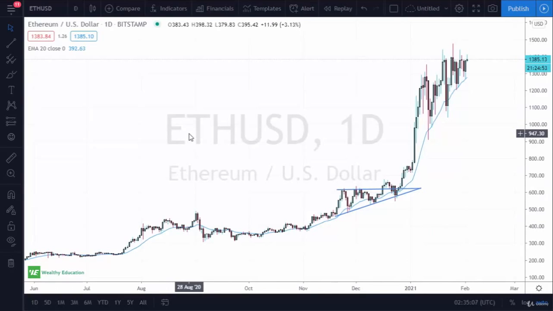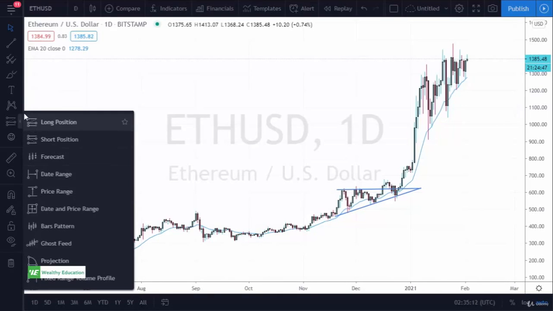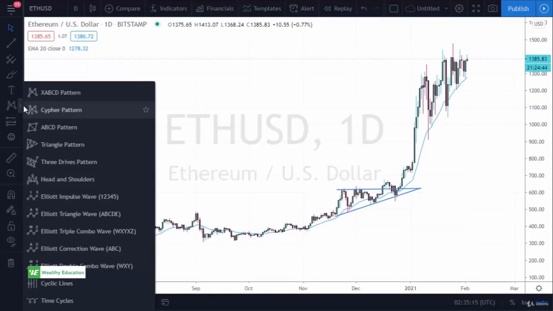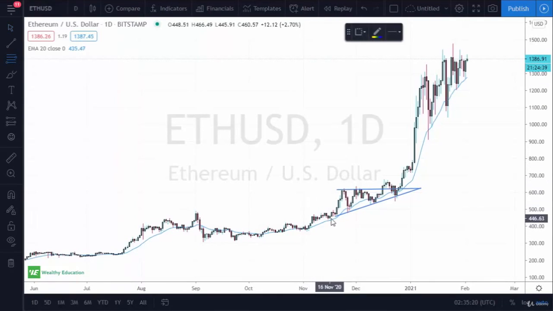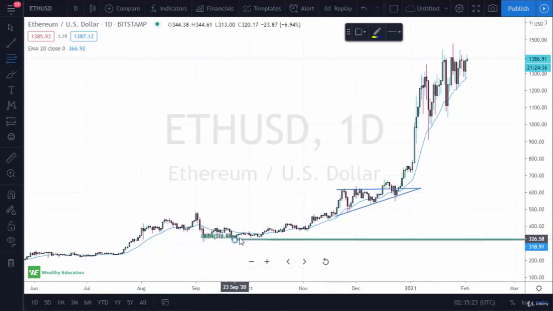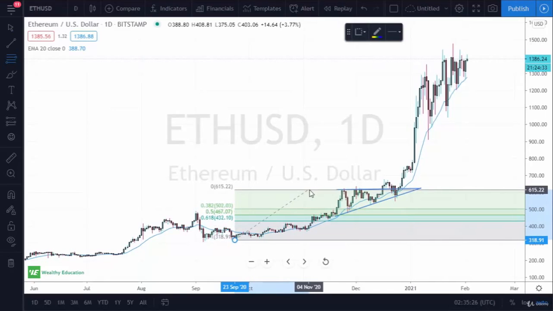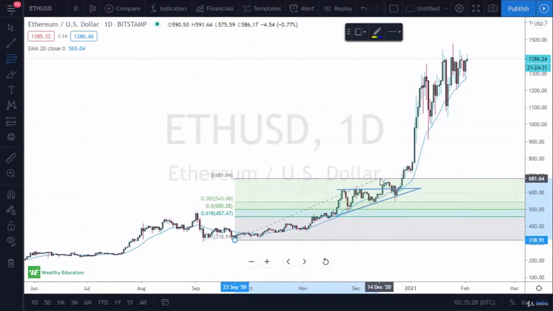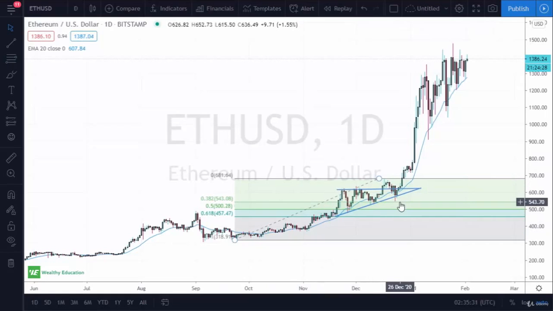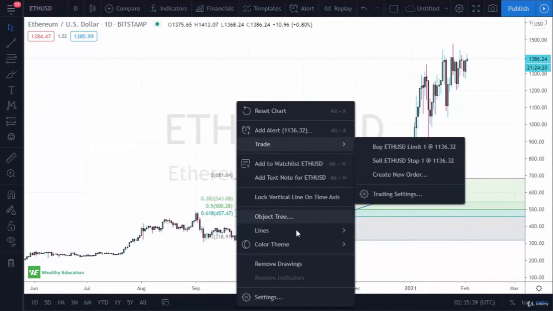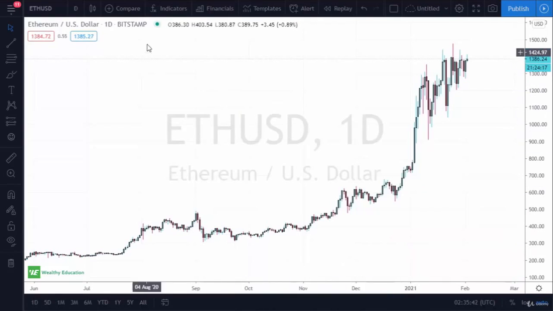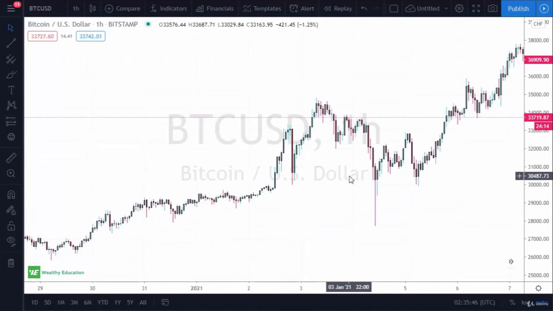You can also, for that matter, perhaps make an argument for using your Fibonacci tool from the pullback to here. You can see that we did, in fact, hit this spot at the high, and we pulled back towards the triangle. That also matches quite nicely with the 38.2% Fibonacci retracement level.